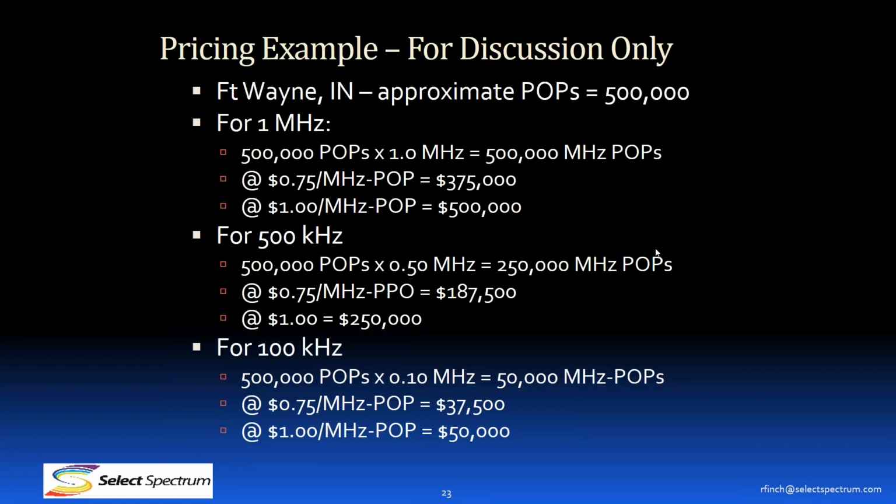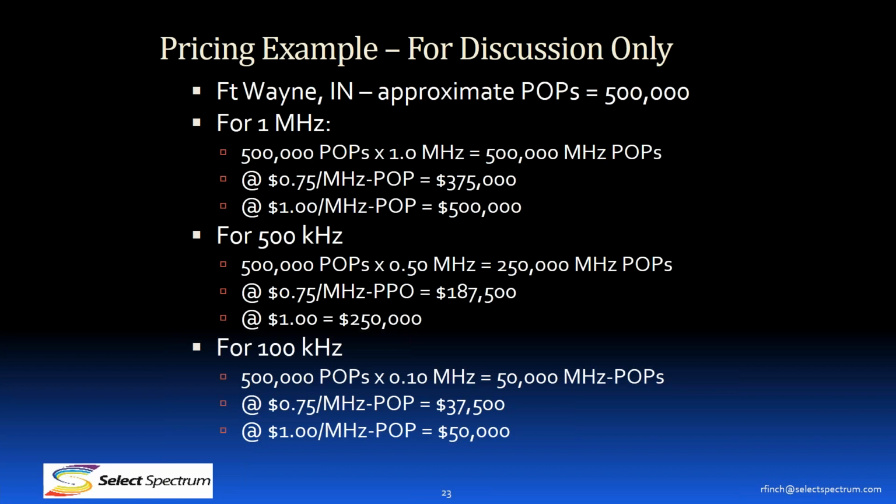If you were to say, no, I don't need that much, John and I have both said we're offering division of the licenses where the buyer would like to do that. The pricing would be essentially half those numbers, since you're dealing with half as many, 250,000 megahertz pops. So the range is 187 to 250,000. And then we did the 100 kilohertz example.